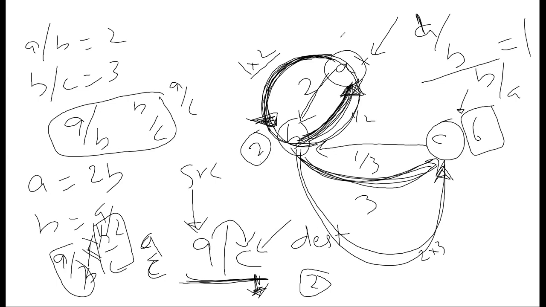Okay. Sounds good. Someone had another approach regarding union find, right?